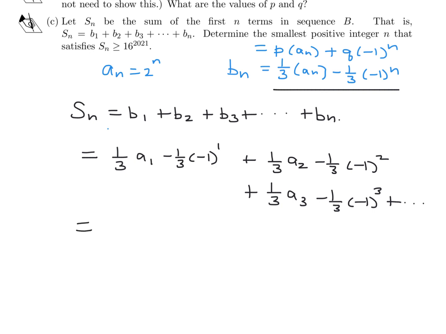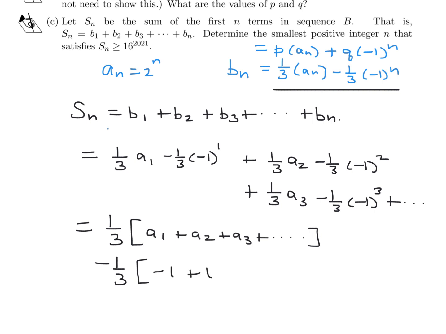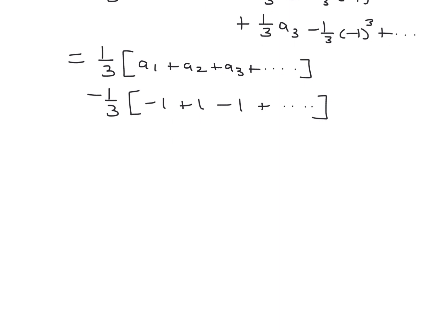Okay, so what we can do is group this. The first thing I'm going to do is factor out a 1/3 and just put all the a's together. So a1, a2, a3, ... like that. And then I'm going to factor out the 1/3 and see what I have left. It's going to be negative 1 plus 1, negative 1 plus ... like that. Let me just see if that is correct. I think so.